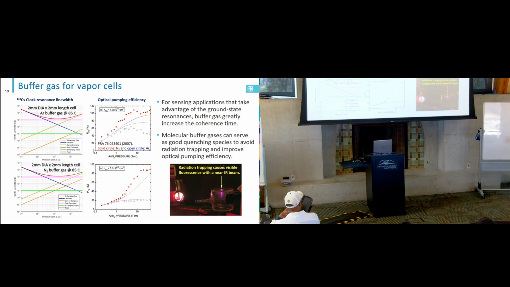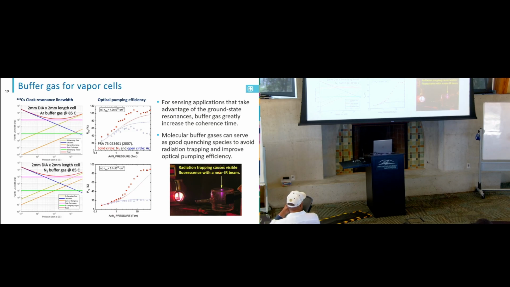If you grab a vapor cell and shine a near IR beam, which you cannot see, from this picture, and this one is actually a rubidium cell, you start seeing this purple color beam inside the vapor cell. This cannot be due to near IR, right? Because near IR photons, we can't see that. This is something close to the blue and violet color. And the reason for this is radiation trapping.